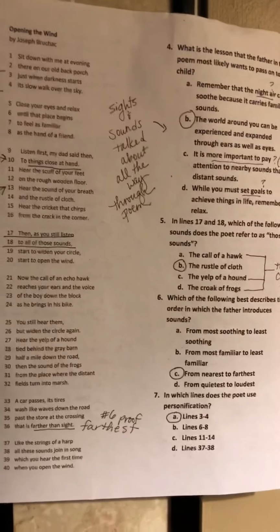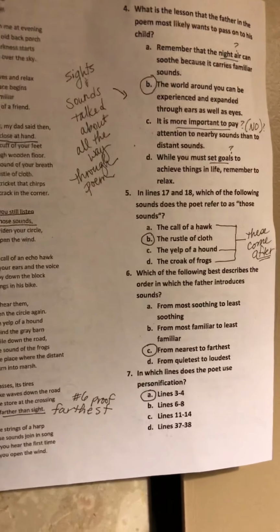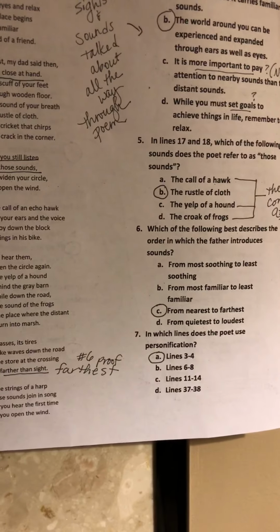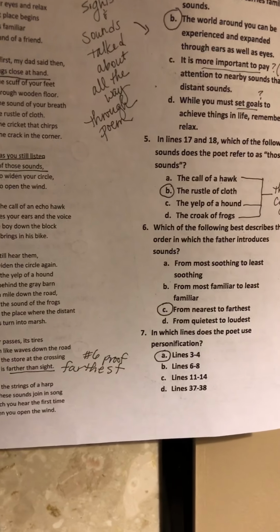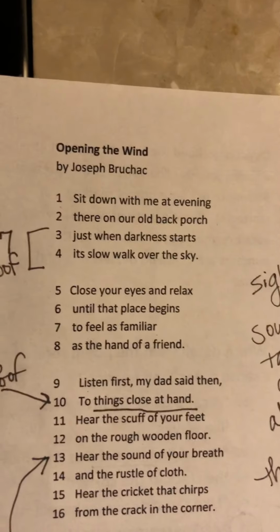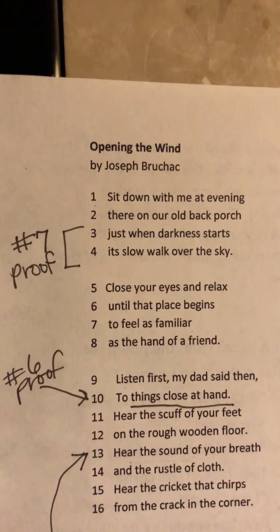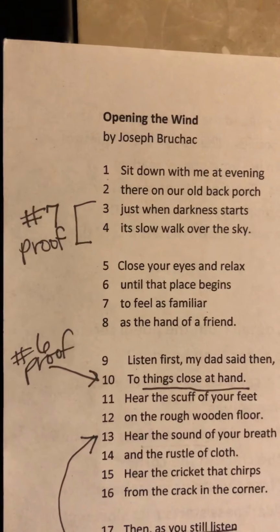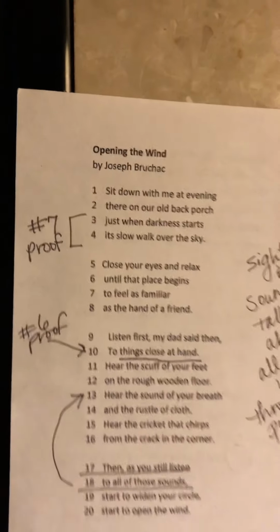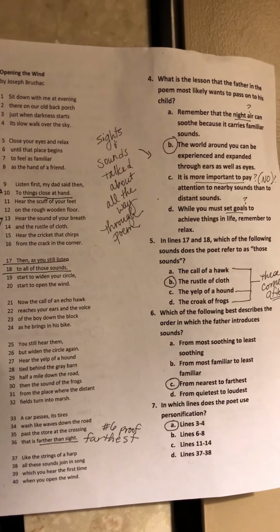Number 7 of Opening the Wind. In which lines does the poet use personification? And the answer is A, lines 3 and 4. It's because it says, just when darkness starts its slow walk over the sky. Darkness walking is a human trait that you would give someone or something. So that is a good example of personification for number 7.